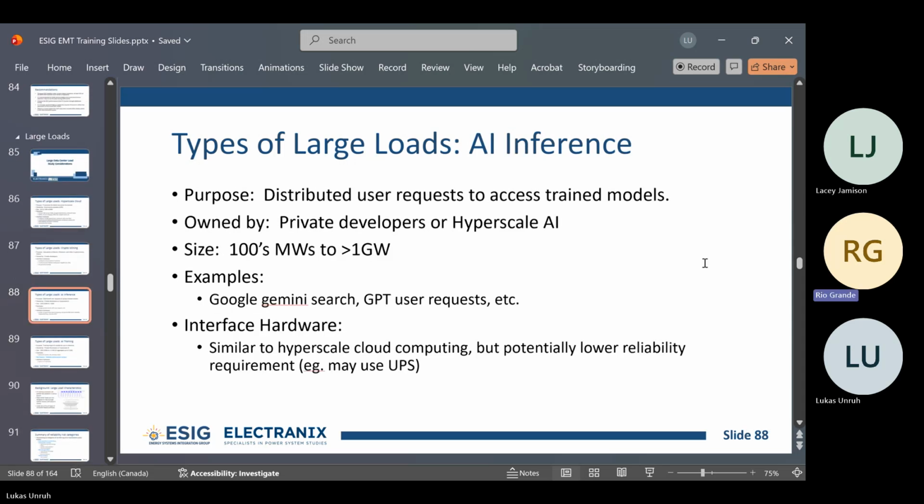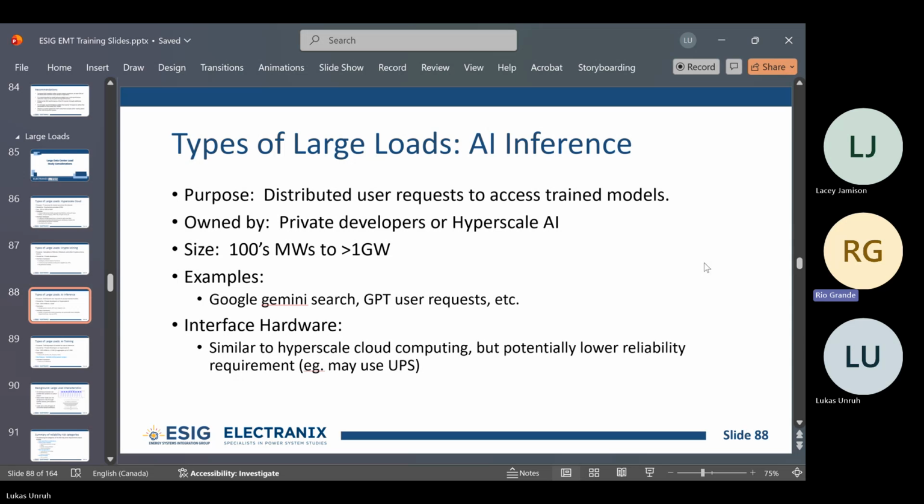The next one here is AI inference. The purpose of these facilities is, when you type a question to Gemini or something, that isn't AI training. That's just a model that's already built, and it has some amount of compute it has to do to give you an answer. For a given facility, many users will be trying to get answers from Gemini at roughly the same time, so they can distribute that effect over multiple facilities. So we would expect relatively smooth profiles from a facility doing AI inference as well. These can range in size from hundreds of megawatts to a gigawatt, so these can be really big facilities.